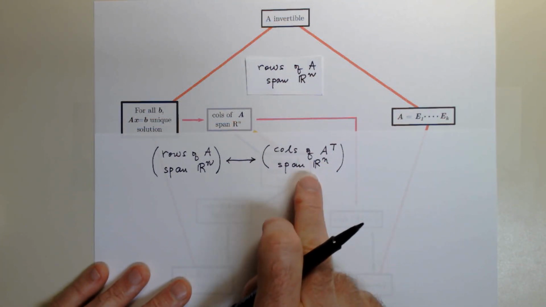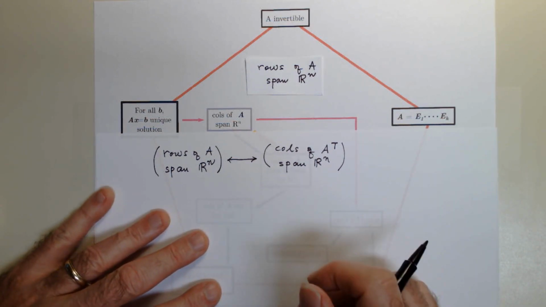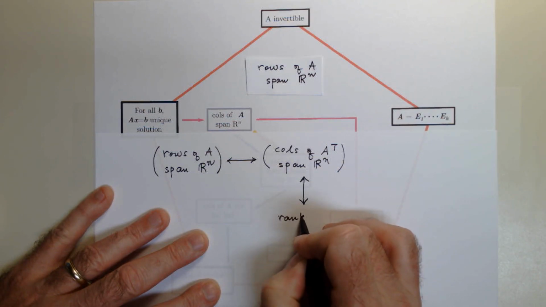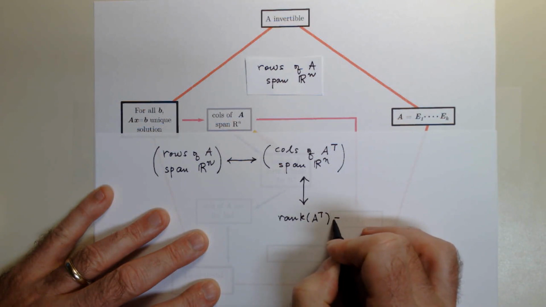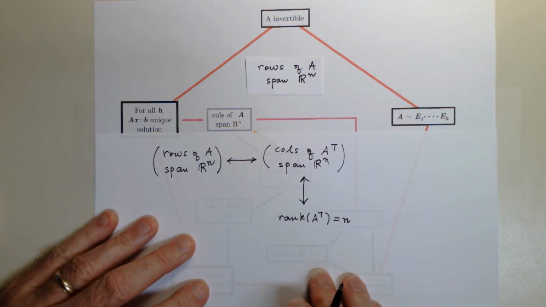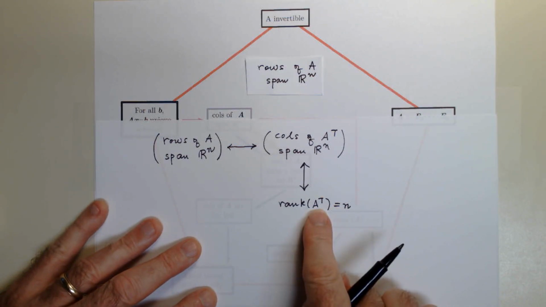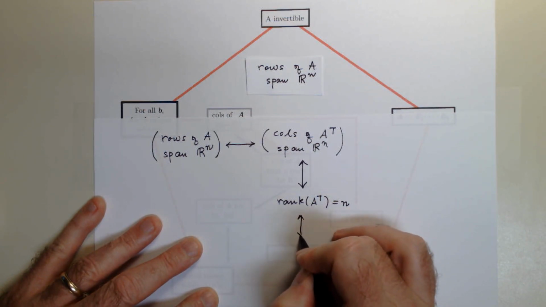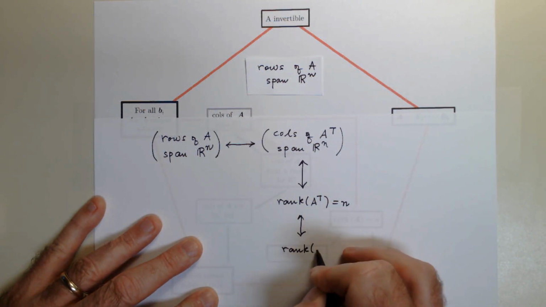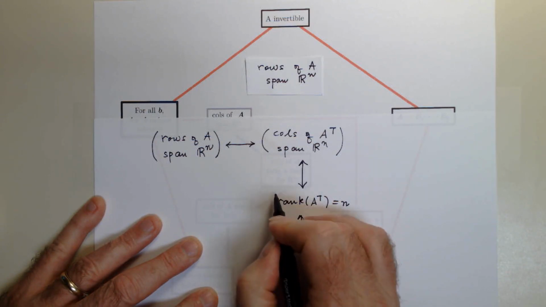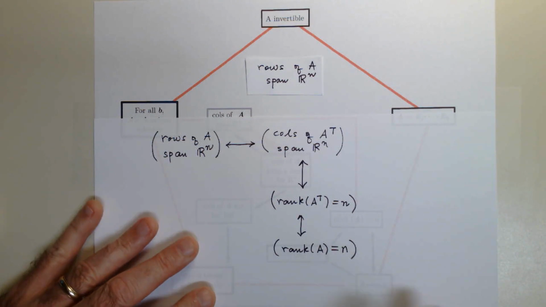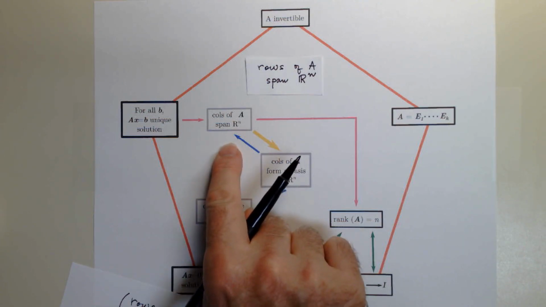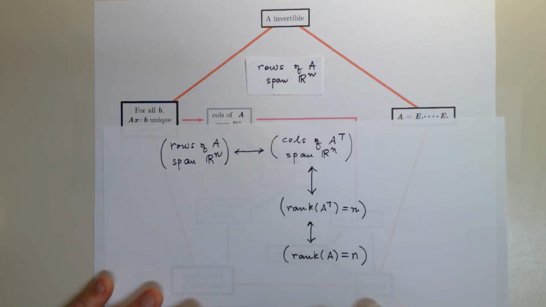So the columns of A transpose span Rn is completely equivalent to, based on our work, the rank of A transpose equals n. But as we showed in a previous theorem, the rank of A transpose is equal to the rank of A. And so this statement is equivalent to the rank of A is equal to n. And as we know from our previous work, the rank of A equaling n is equivalent to the columns of A span Rn.